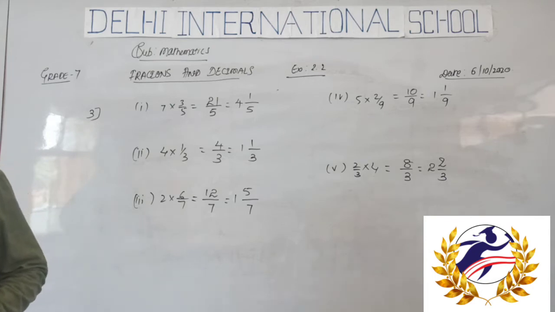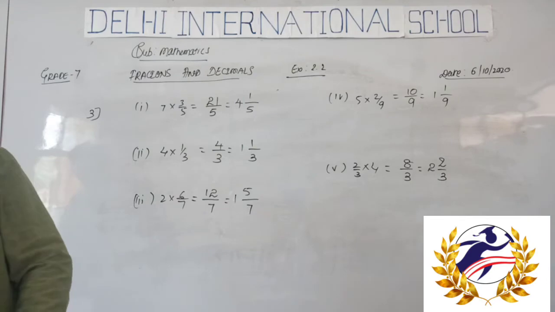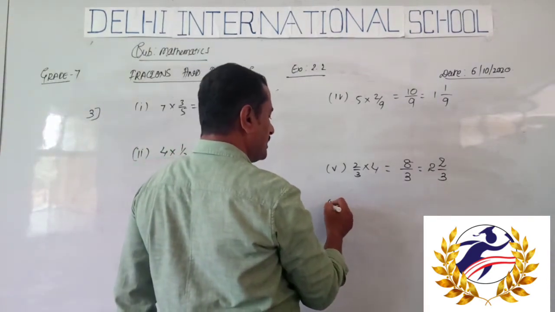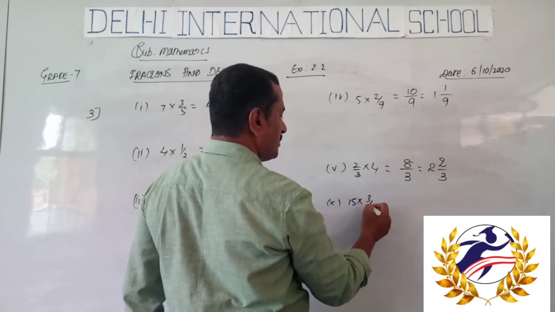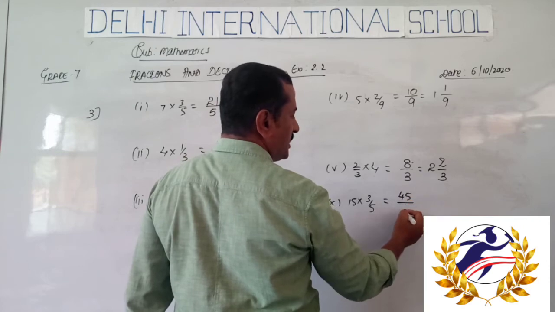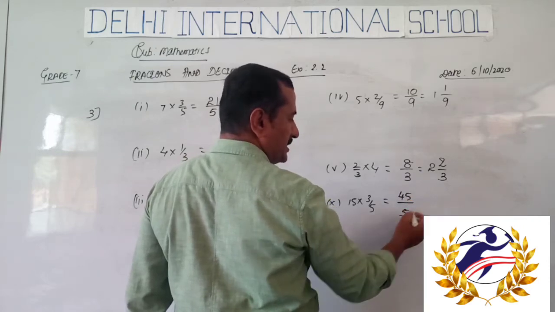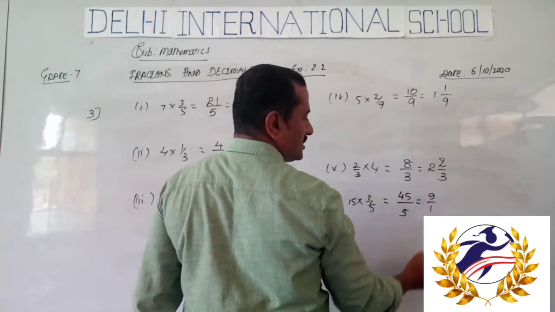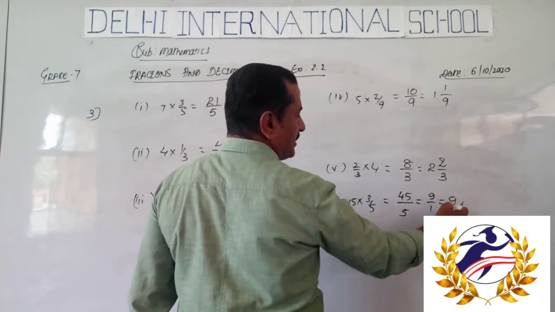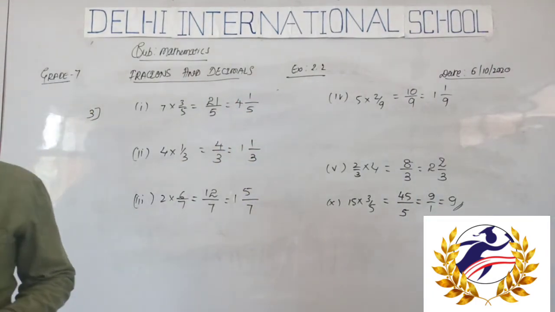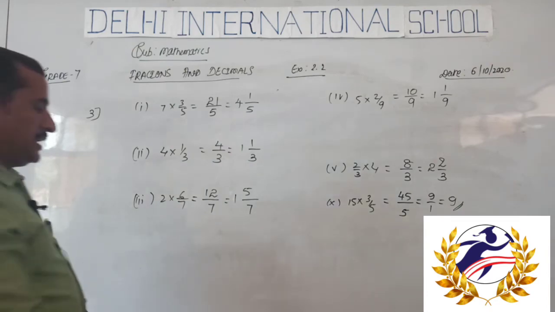Okay. Next, the 10th sum, just you see. There is 15 into 3 by 5. So here 15 3s are 45 divided by 5. So it can be written as: 5 9s are 45, and 1s are. So the answer is 9. So that is the simplest form. Okay. Next, come to the next main question.